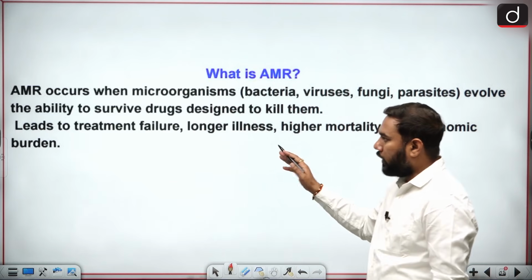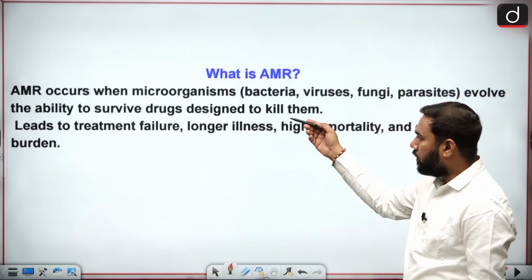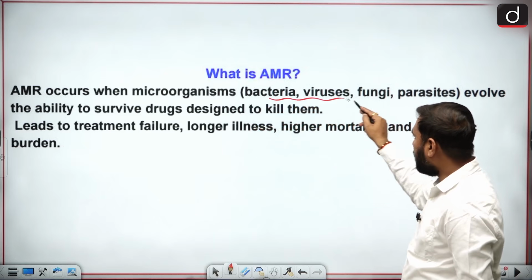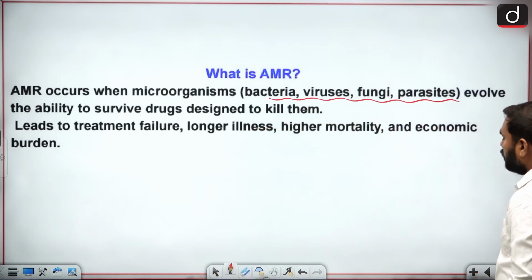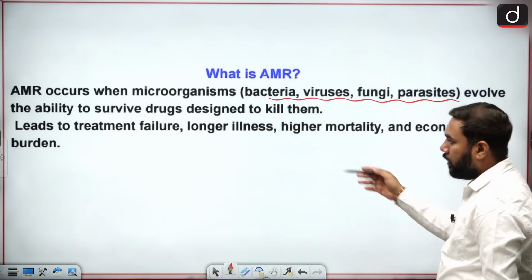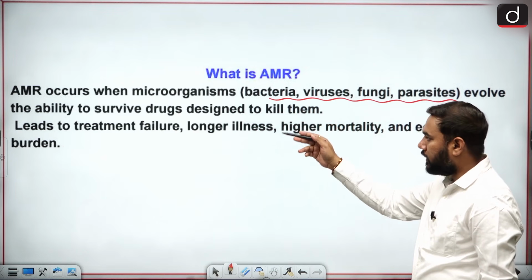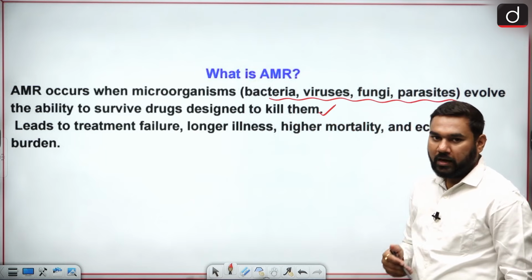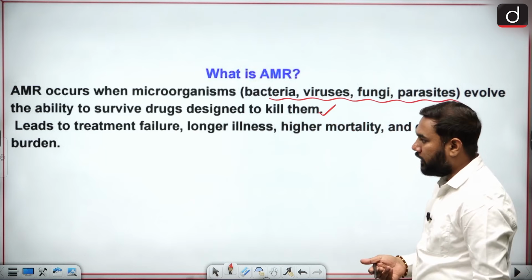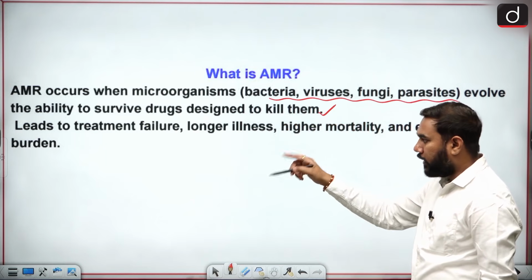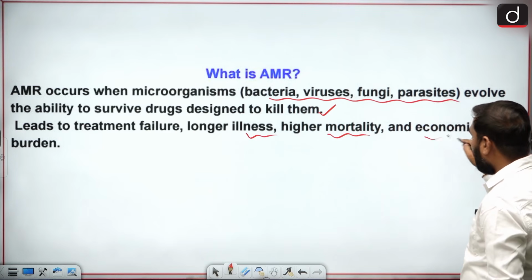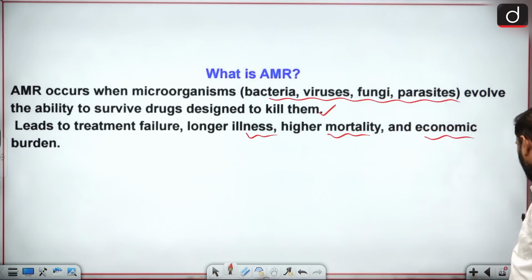So when we talk about AMR, antimicrobial resistance, it is when a microorganism like bacteria, virus, fungi and protozoa evolves the ability to survive against the drug which is designed to kill them. So they have developed this kind of ability. It leads to treatment failure, longer illness, higher mortality and economic burden.